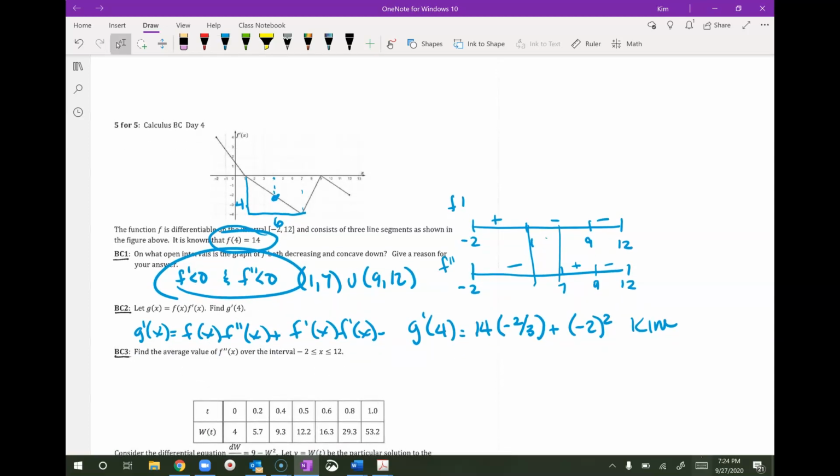Okay, average value of f prime of x over the interval, or excuse me, f double prime of x over the interval from negative 2 to 12. Okay.